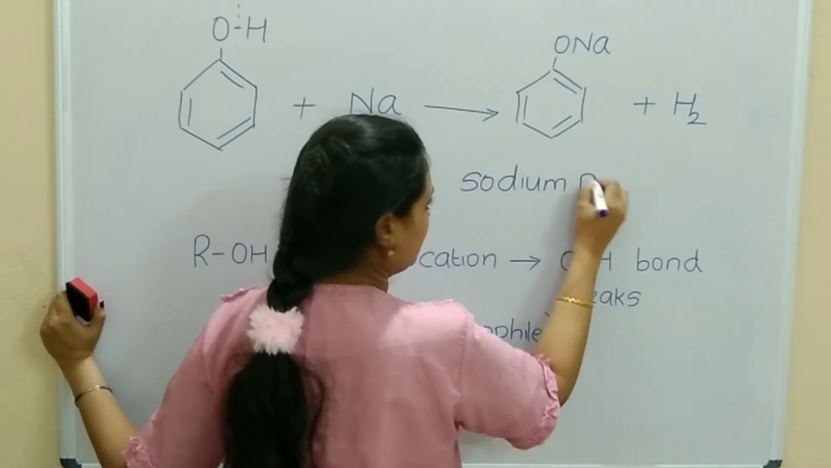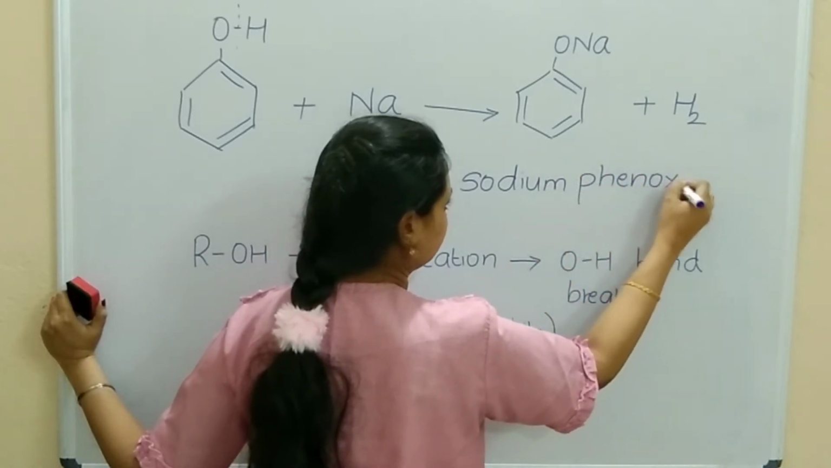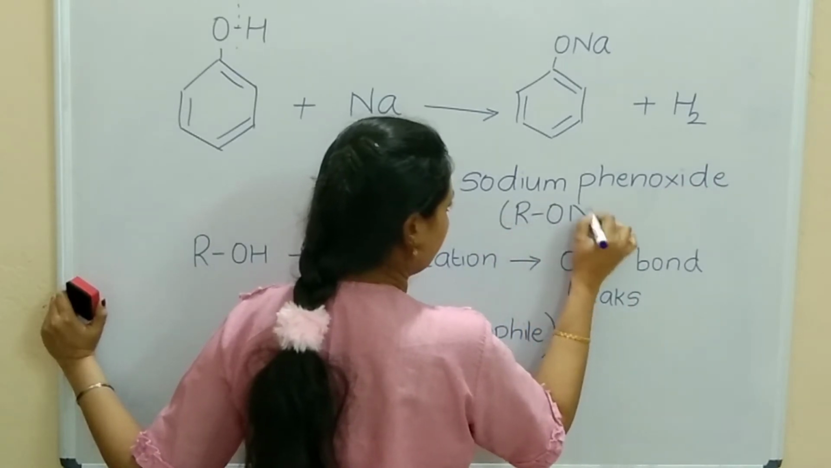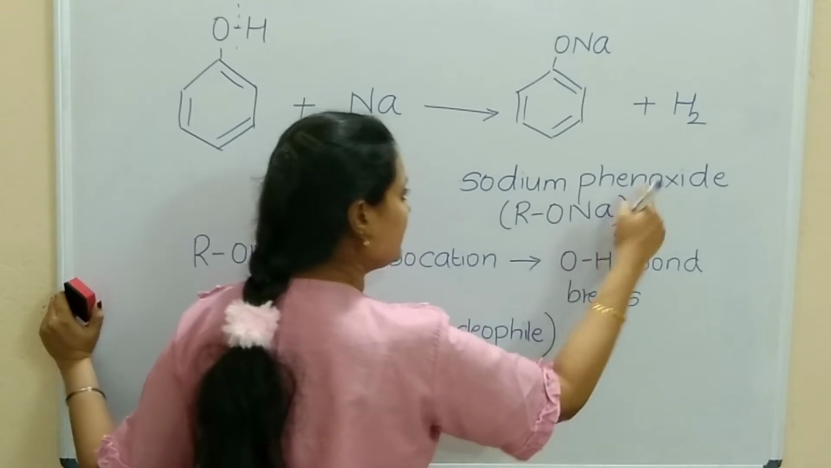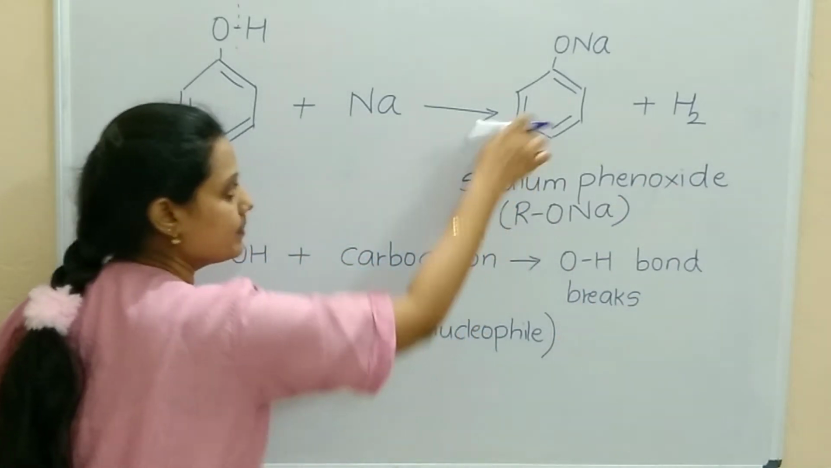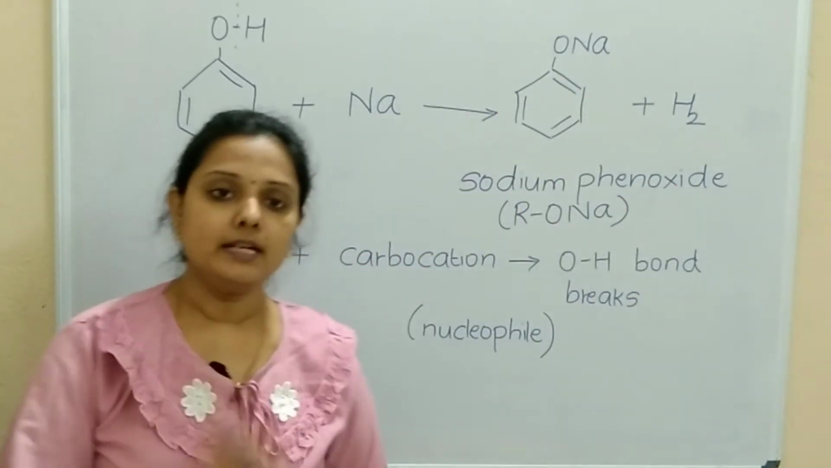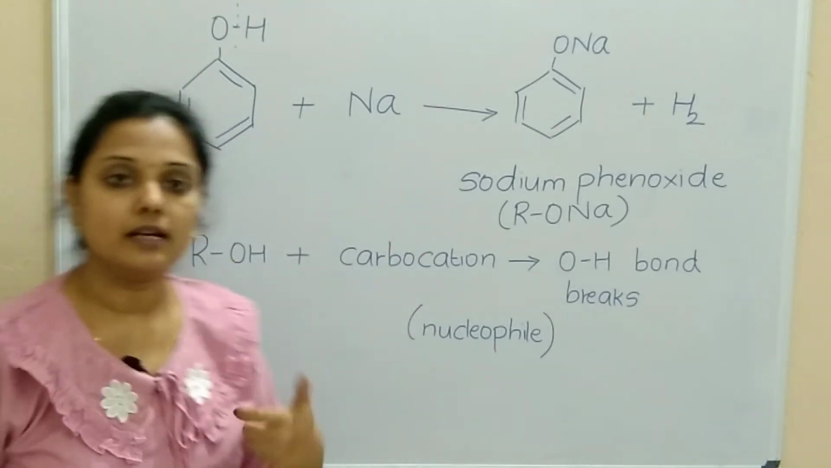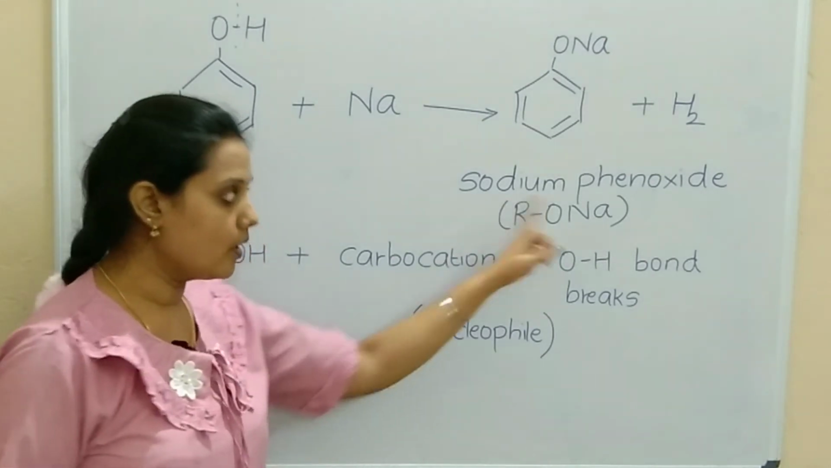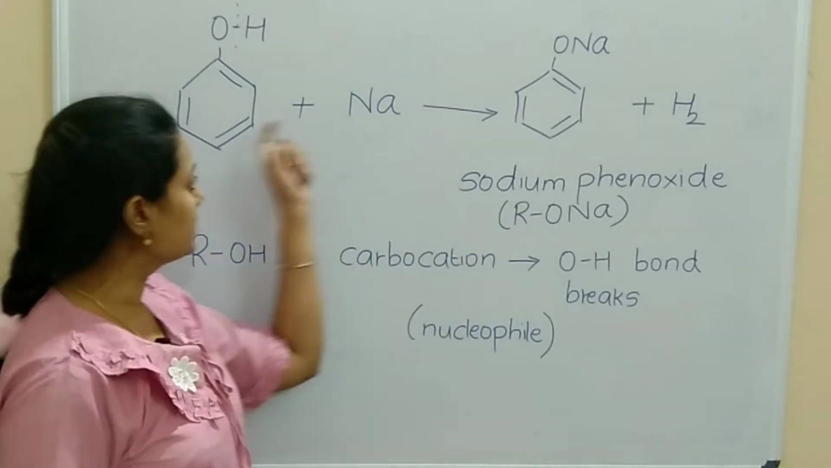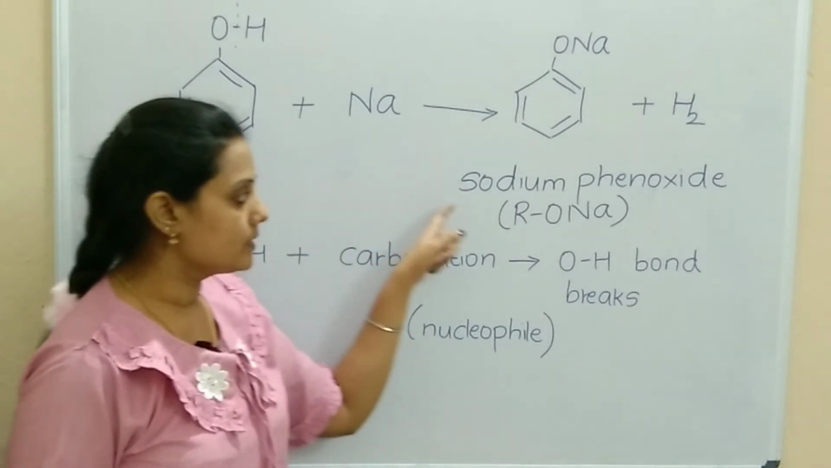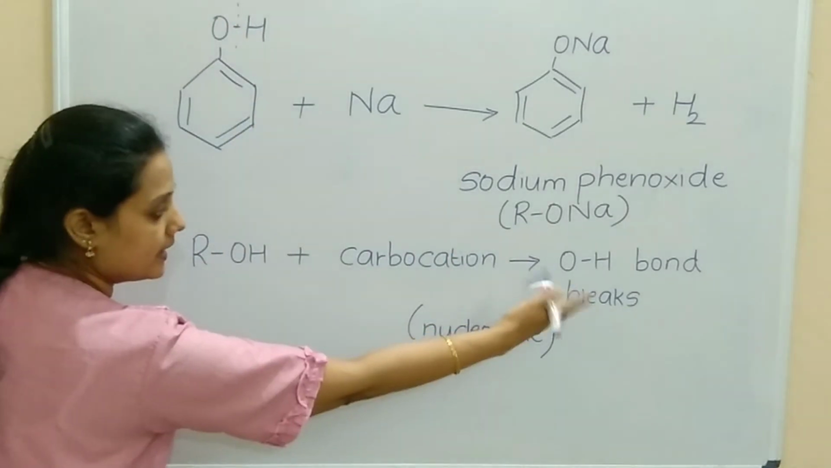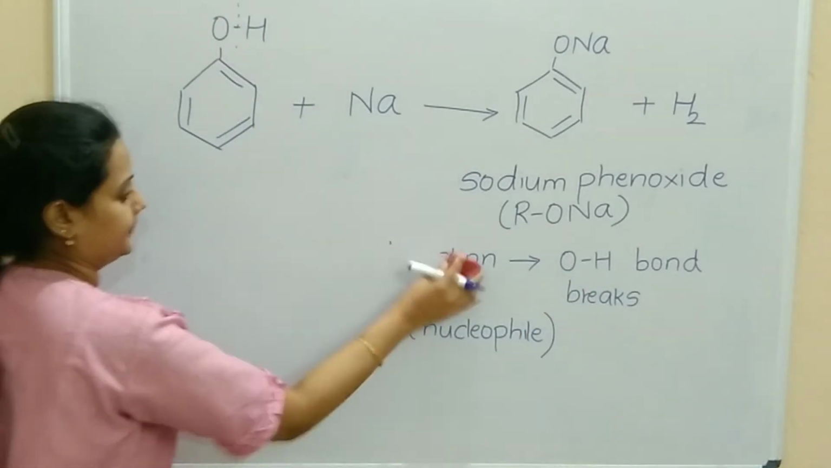Sodium phenoxide. You can also write it as RONa, where R is a benzene ring. If you remember, in alcohols we did the same reaction, but instead of the ring it was an alkyl group, so you get alkoxide. Here we are using the benzene ring, phenol, so we are getting phenoxide. The OH bond is breaking, OH bond cleavage.